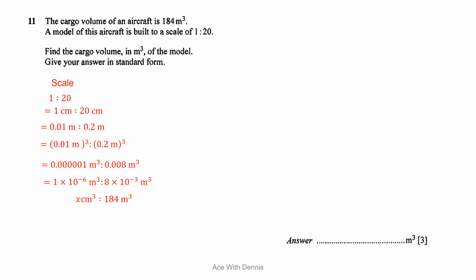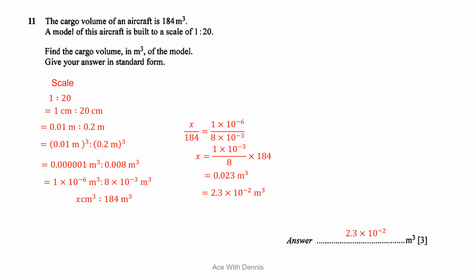Now, the volume of the cargo is 184 meters cube. We want to find the volume of the model. We let it as x meters cube. So this is direct proportion. Hence, from the ratio, we can form this equation: x over 184 equals 1 times 10 to the power of negative 6 over 8 times 10 to the power of negative 3. So x will be 1 times 10 to the power of negative 3 over 8 times 184. We get 0.023 meters cube. And in standard form, it is 2.3 times 10 to the power of negative 2 meters cube. Hence, 2.3 times 10 to the power of negative 2 is the final answer.